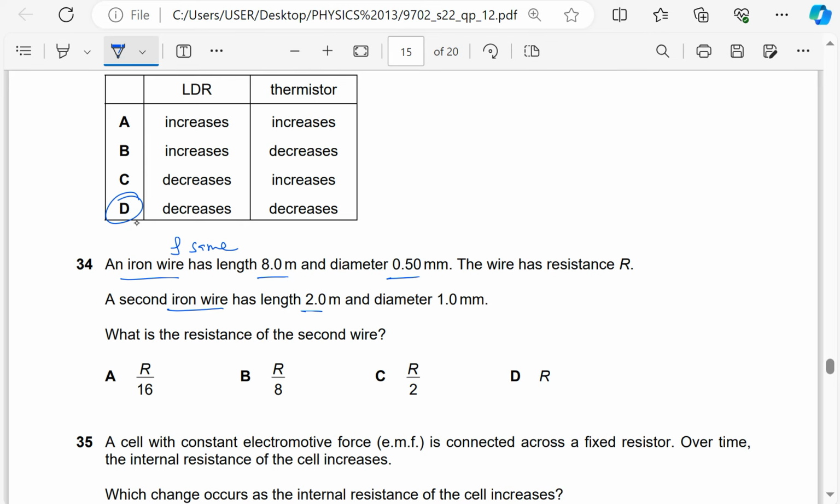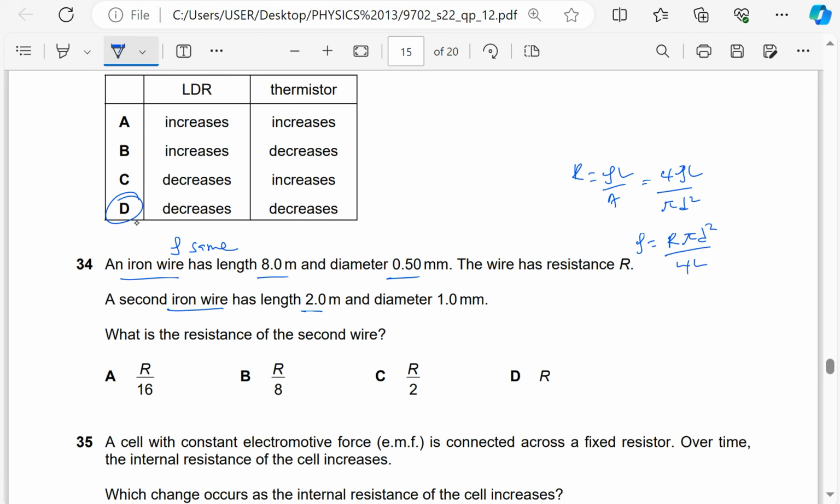So since rho is the same, I know resistance is equal to rho L over area. They have given us length and diameter, so area is pi d squared over 4, so it will be 4 rho L over pi d squared. So if I make resistivity the subject, resistivity is going to be equal to R pi d squared divided by 4L. I'm just going to equate because resistivity is the same.